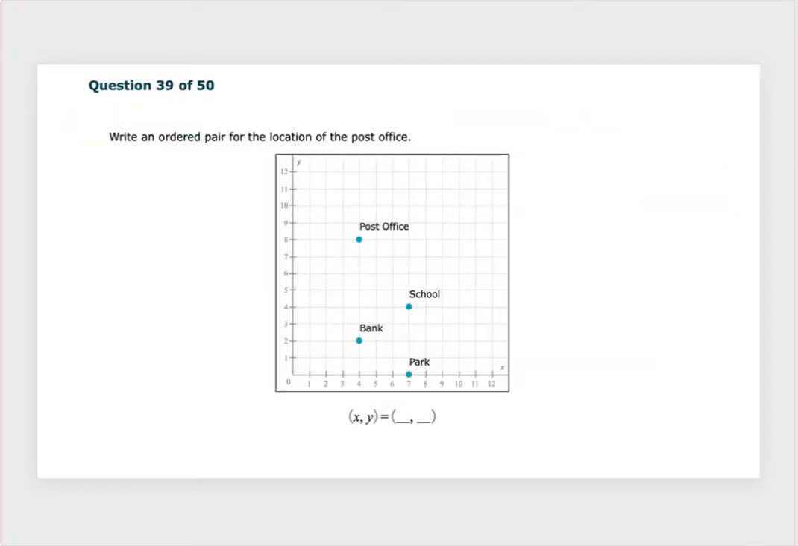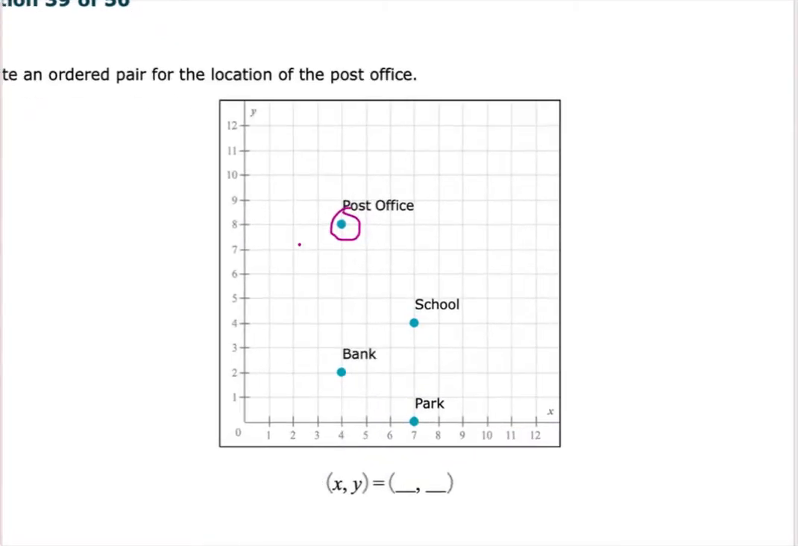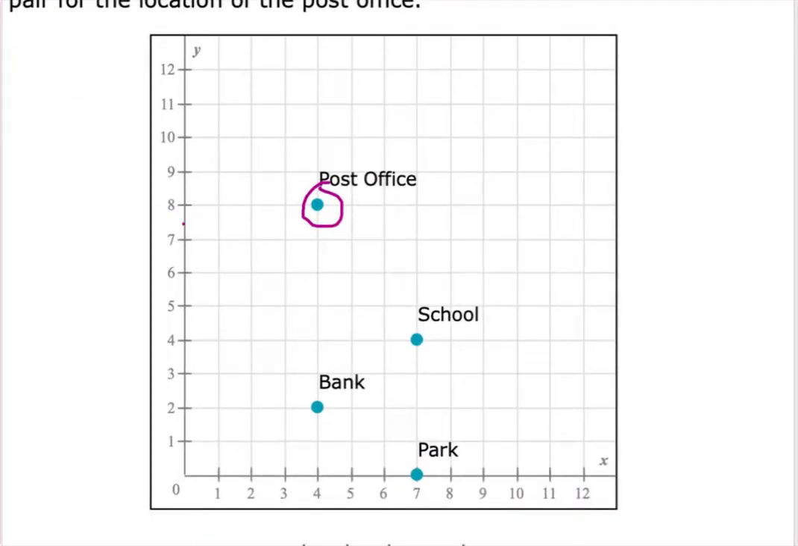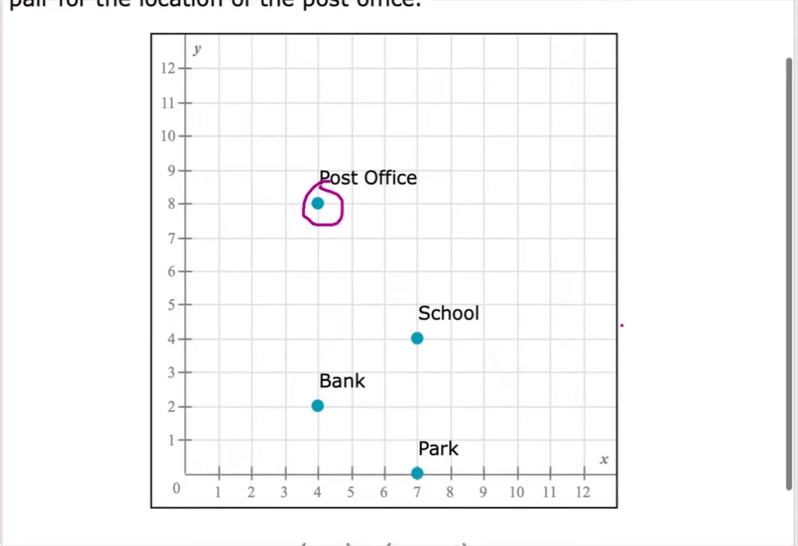Okay, number 39. Write an ordered pair for the location of the post office. Okay, the post office is right here. We're going to write an ordered pair, which means, let me see if I can get a little bigger here so that you can see. We're going to go 1, 2, 3, 4 steps over. So we'll put a 4, and then we're going to go 1, 2, 3, 4, 5, 6, 7, 8 steps up.